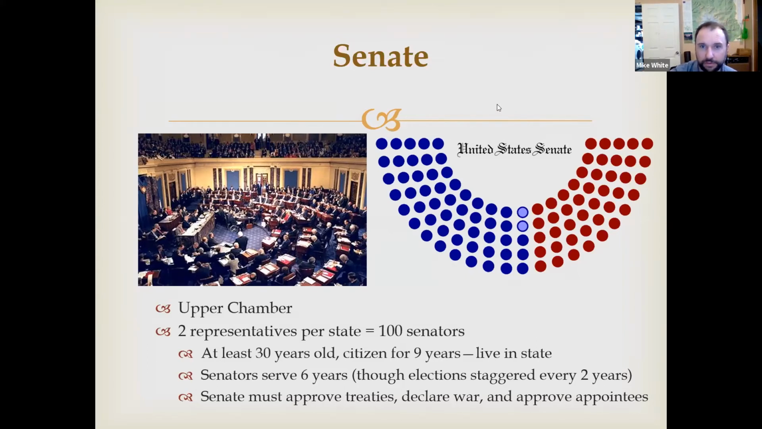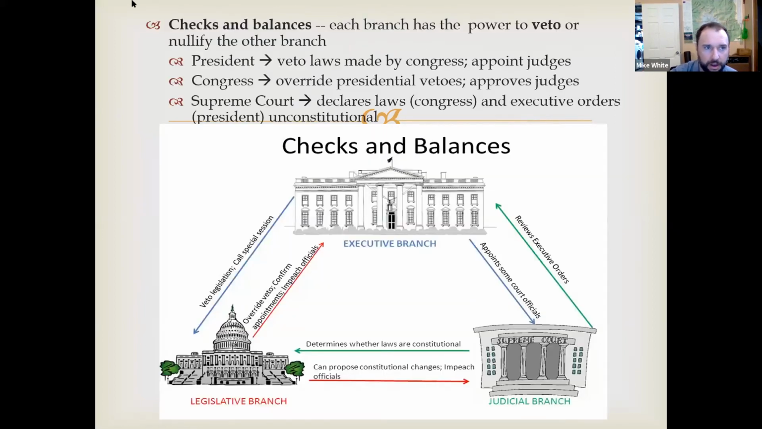Let's see, moving on through that. All right, and this I think is where I will kind of stop for the day after we discuss checks and balances and what they are, and then we'll hopefully have enough time to do a couple questions.